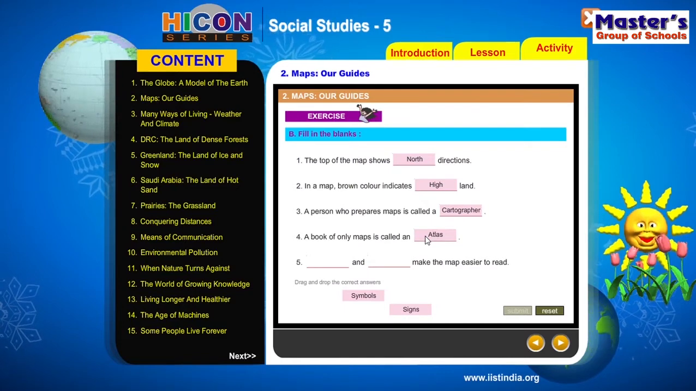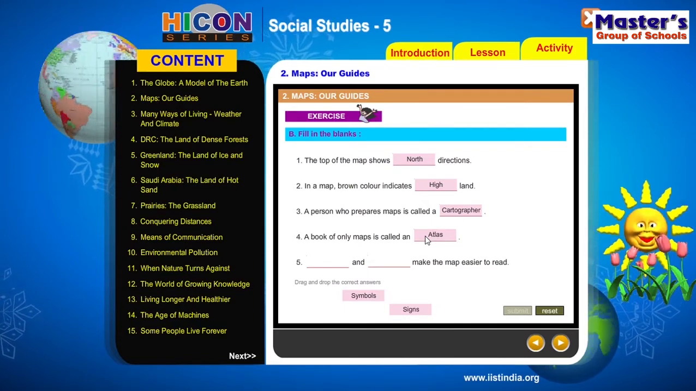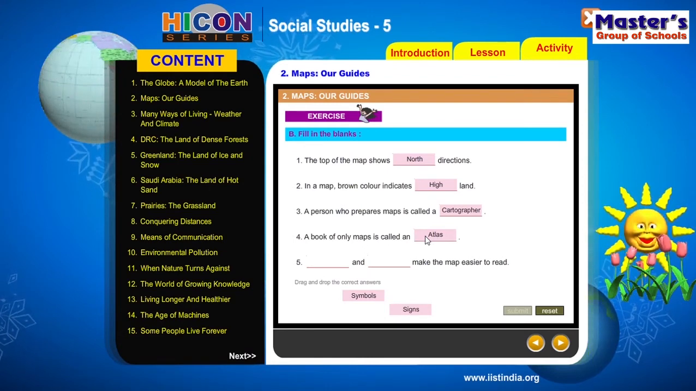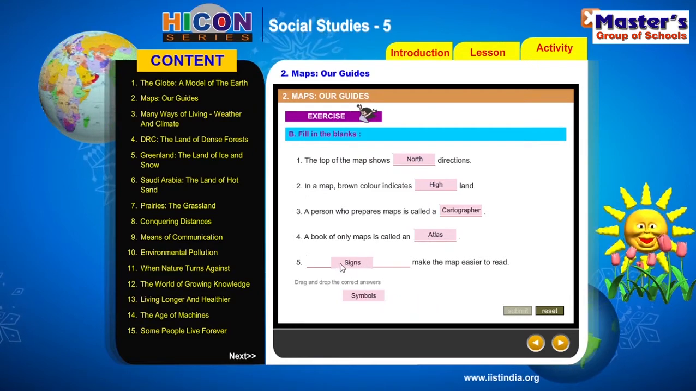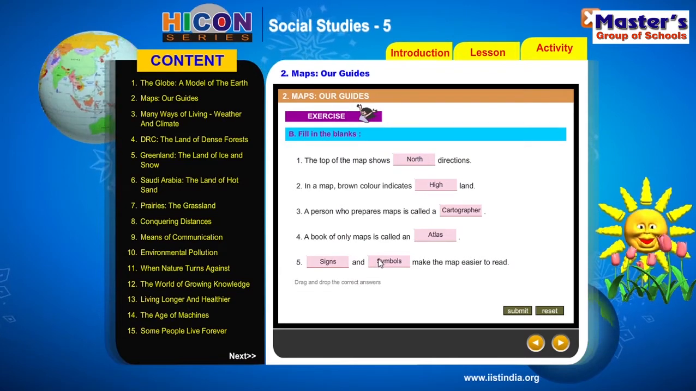Signs and symbols make the map easier to read. So what are the things that we use in a map to make it easier to read and understand a map? Signs and symbols, right? Okay. So we have completed all the 5 sentences.